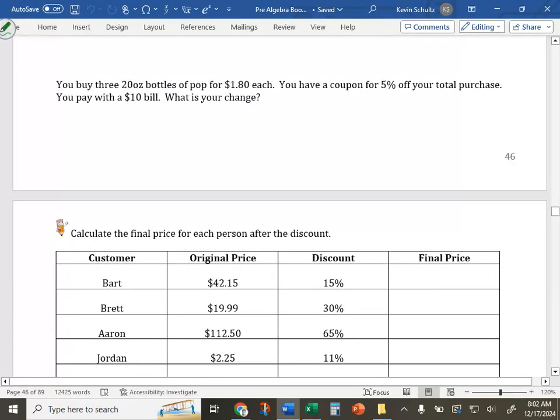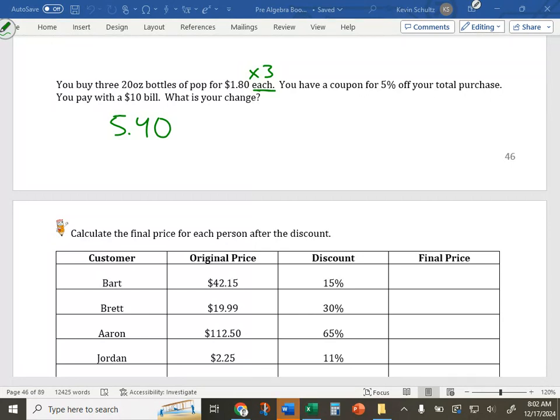You buy 3 20-ounce bottles of pop for $1.80 each. How much are you actually paying for the 3 bottles of pop if they're $1.80 each? $5.40, right? Because you've got to multiply this 1.80 by 3 because you're buying 3 of them. Okay? So $5.40. Now you've got a coupon for 5% off. So we end up decreasing $5.40 by 5%. That's what a coupon does. It lowers the price, right? It takes 5% off.